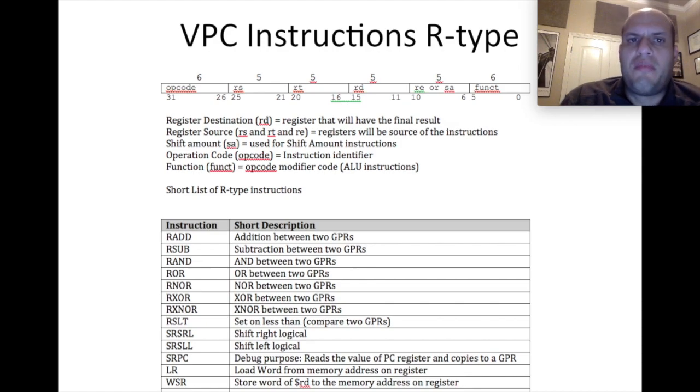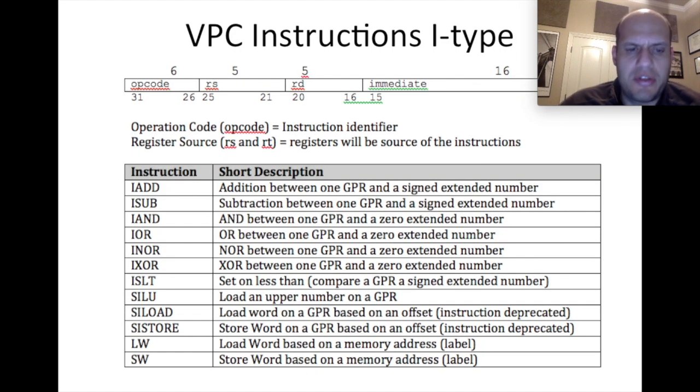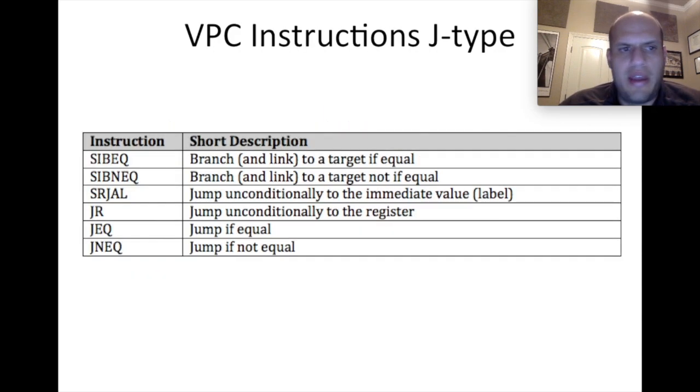Here's an example of my instructions. I have the R type. I have 3 registers per line, and all the logical gates. Same stuff. For I type, I have 2 registers on this instruction, and the immediate is a 16-bit field. All the numbers and memory addresses are 16-bit. My J type, branch and jump.